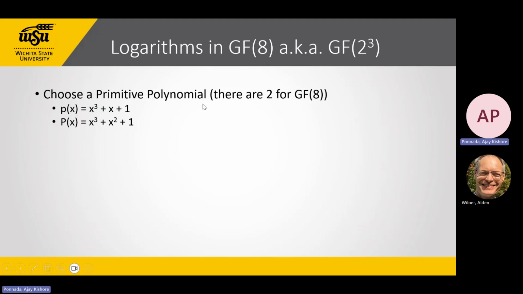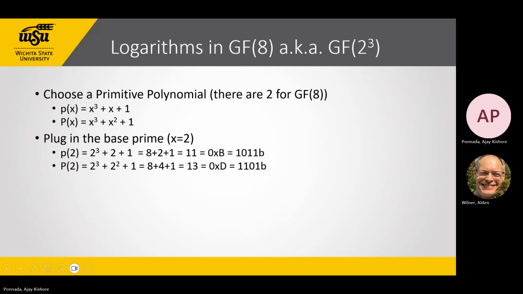So choose a primitive polynomial, for example, x cube plus x plus 1 or x cube plus x square plus 1. Plug in a base prime number, for example 2. Just substitute 2 for the x values and we'll get a number.